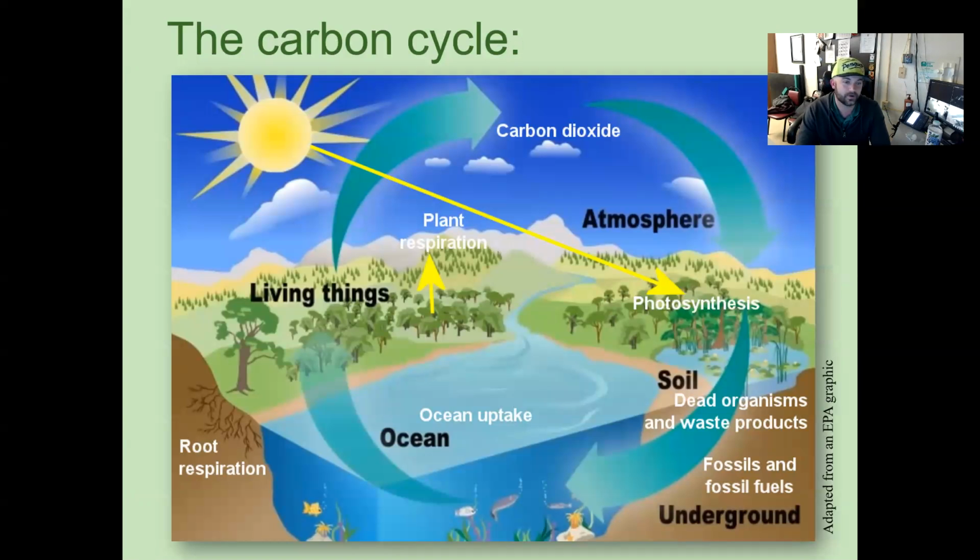If we take a look at the carbon cycle here, it's kind of like the circle of life. Anywhere you start in here is going to end up being basically recycled over and over again. So carbon dioxide is used in photosynthesis, then goes into the soil, eventually into ocean uptake, and back to living things. So basically the circle of life is the carbon cycle.